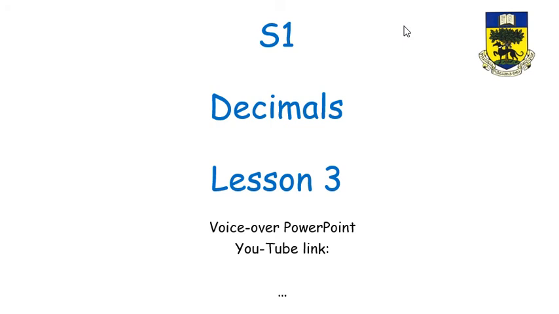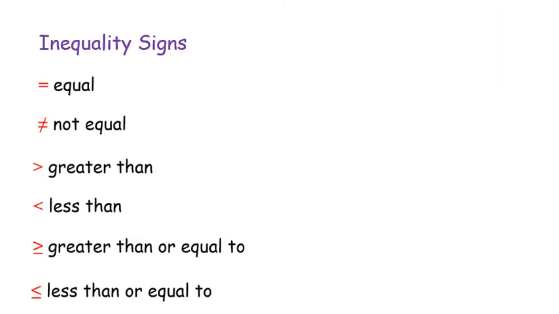Hi first years, this is your third lesson on decimals and today we're going to focus on inequality signs and also on reading from scales. So let's just remind ourselves what these inequality signs all mean again. The first one is quite self-explanatory. 5 equals 5. Whereas the second one, 4 does not equal 5.